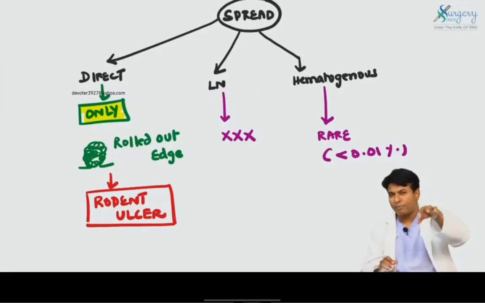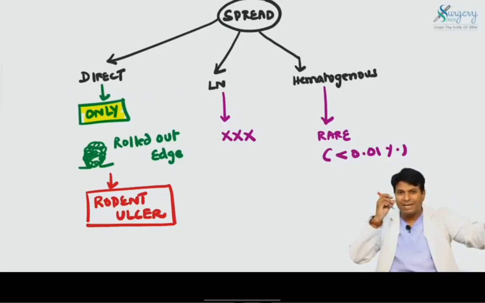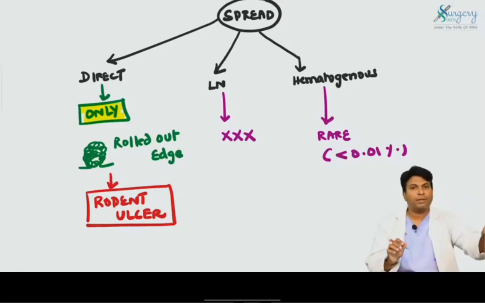Why it is not common in lymph node metastasis is because the lymphatics are very thin, and the basal cell malignant cells find it very difficult to enter them. Okay, please don't forget this.